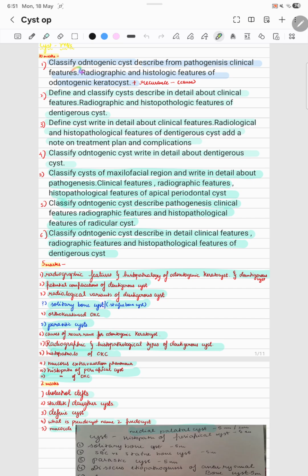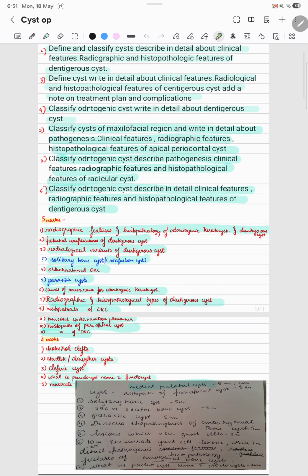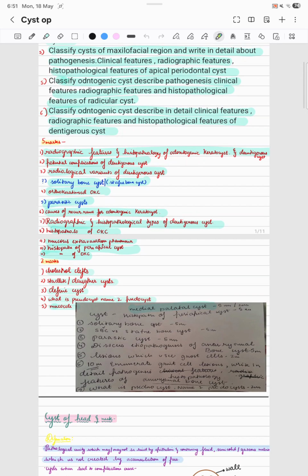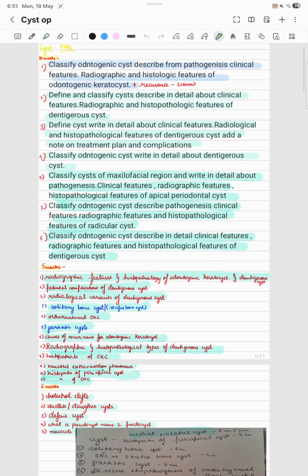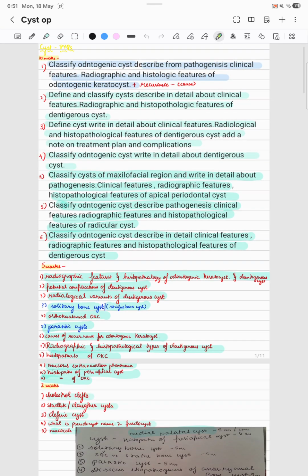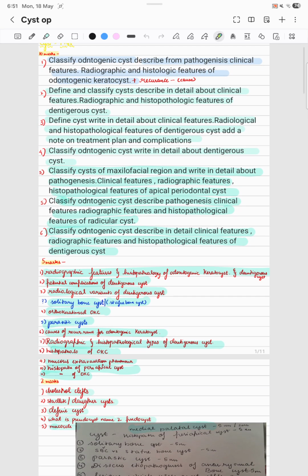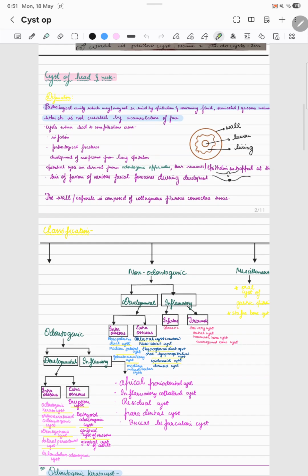Main cysts are your odontogenic cysts. In that you have your keratocyst, then we have dentigerous cyst, we have radicular cyst, and then we have periodontal cyst also, that is your radicular cyst only. Then we also have bone cyst also, which I have written, but I'm going to include it in the next video. So the first video mainly focuses on the keratocyst and your dentigerous cyst. So let us start with cyst.